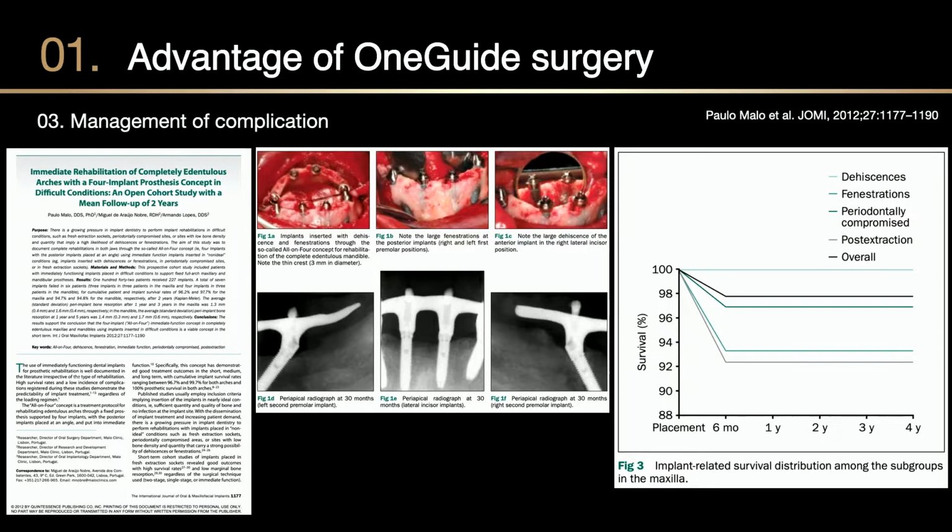Lastly, complication management. In this area, Paramaldo is famous. According to his report, various complications are reported: dehiscence, fenestration, and others. So you need to use the guide after stabilizing it to prevent unexpected complications. So I use the Osstem OneGuide system for all-on-X.